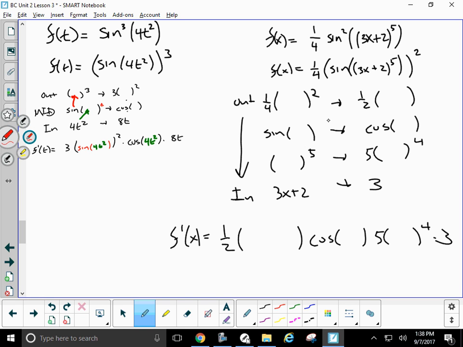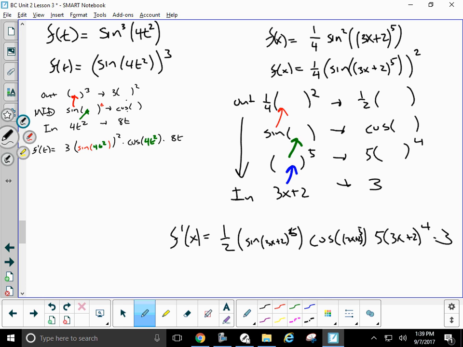Let's fill in the gaps. It'd be sine of 3x plus 2 to the 5th, times the cosine of 3x plus 2 to the 5th, times 5 times 3x plus 2, times 3. Okay? It's a little overkill.